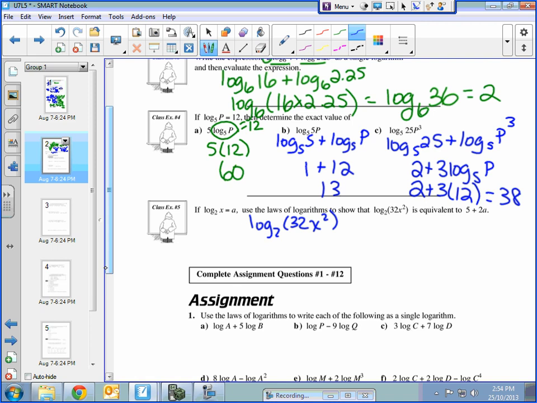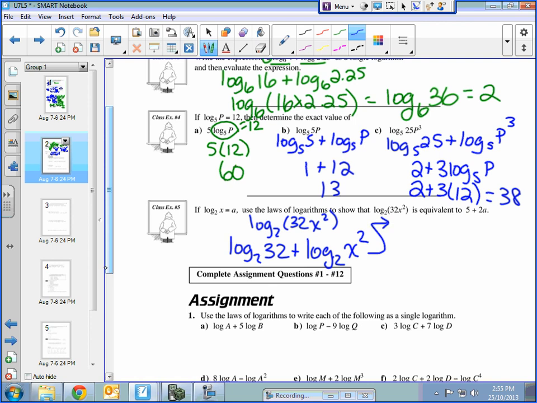So I have 32 times x squared. Can I write this as two different logarithms? Yeah. How do I write that? Perfect. Does everyone see that step? Log 32 base 2, can we evaluate that?